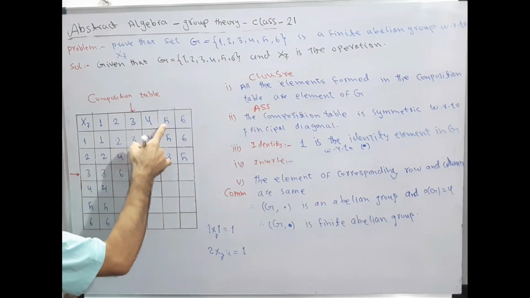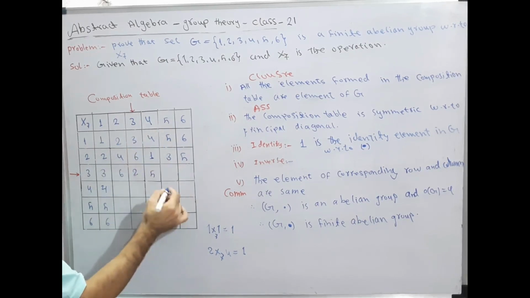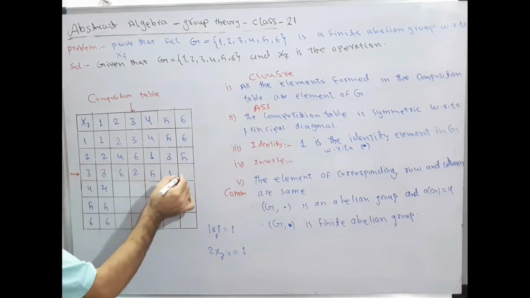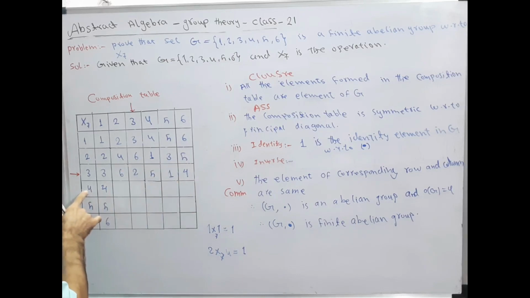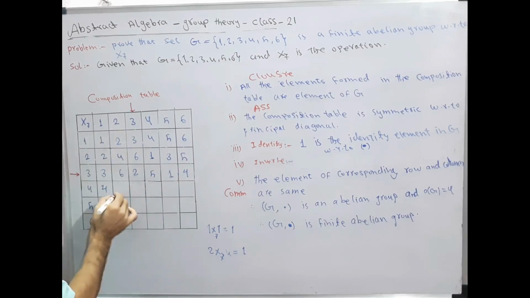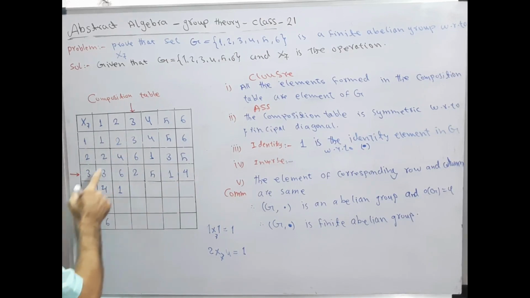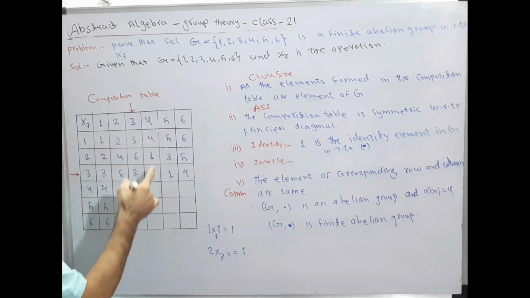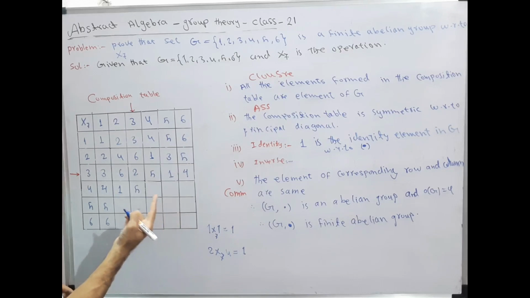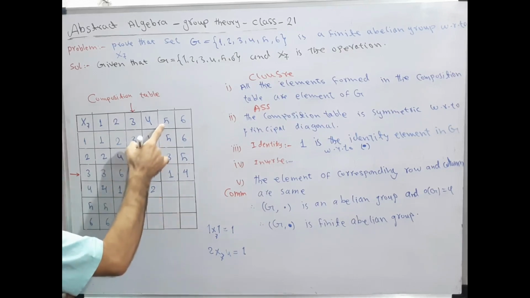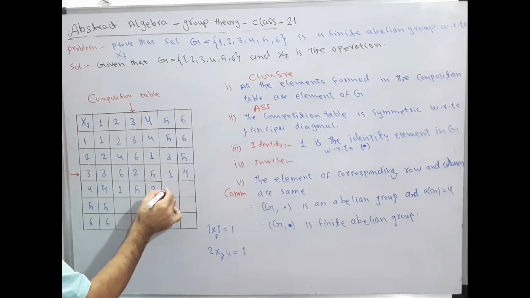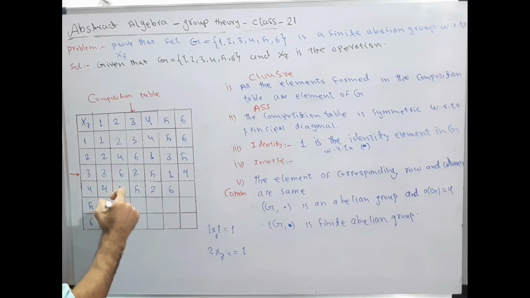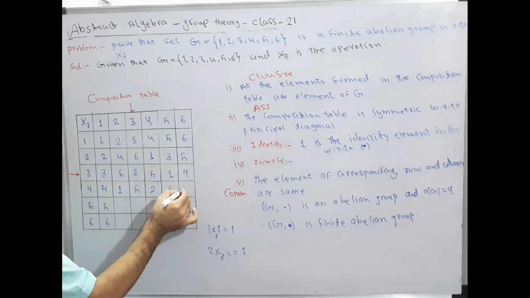3 into 5, 15. 15 divided by 7, the remainder will be 1. 3 into 6, 18. 18 divided by 7, the remainder will be 4. 4 into 1, 4. 4 into 2, 8. 8 divided by 7, remainder will be 1. 4 into 3, 12. 12 divided by 7, the remainder will be 5. 4 into 4 equal to 16. 16 divided by 7, the remainder will be 2. 4 into 5, 20. 20 divided by 7, the remainder will be 6. 4 into 6, 24. 24 divided by 7, the remainder will be 3.